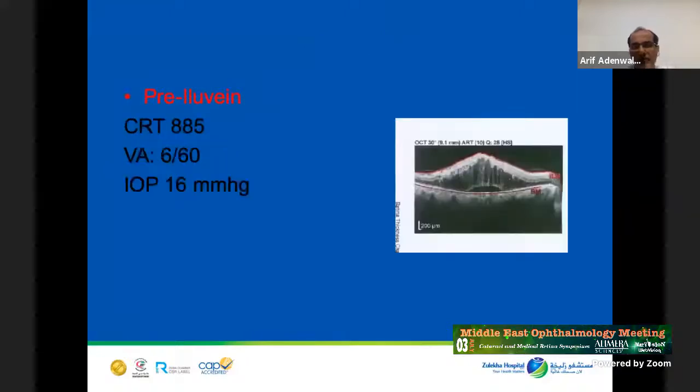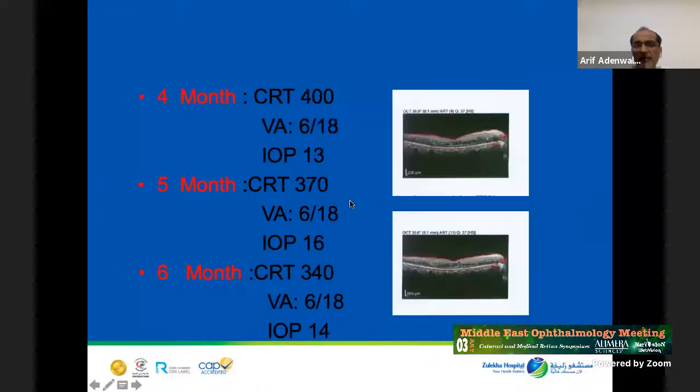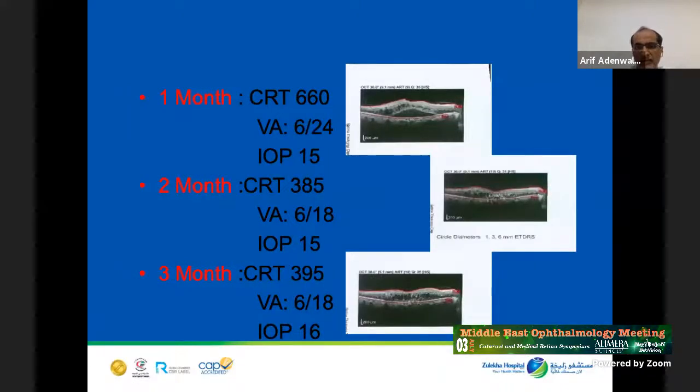This is the picture I showed pre-Iluvien: the central retinal thickness was almost 885, visual acuity was 6/60, and the IOPs were normal. At the first follow-up, after 1 month, you see the CRT going down to 660. The vision also improved, and IOP was still controlled. At the second month follow-up, you can see the hard exudates were there, but the thickness had gone down to 385. The vision improved to 6/18, and the IOP was 15.